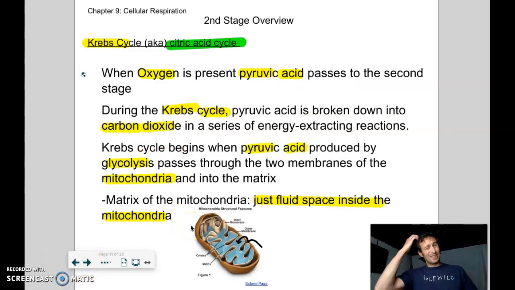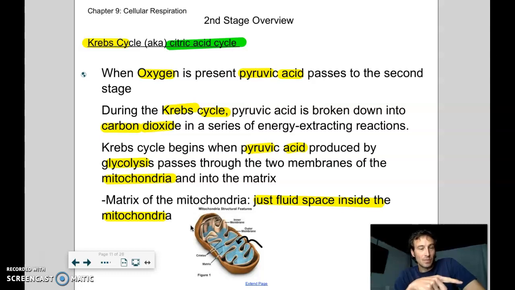Okay, second stage is the Krebs cycle, sometimes referred to as the citric acid cycle. And again, this is very complex. A lot of people have spent their entire careers and PhDs learning this, so don't get overly worked up about it. Note that when oxygen is present, that pyruvic acid passes into this Krebs cycle stage. This is where carbon dioxide is coming out of cellular respiration.